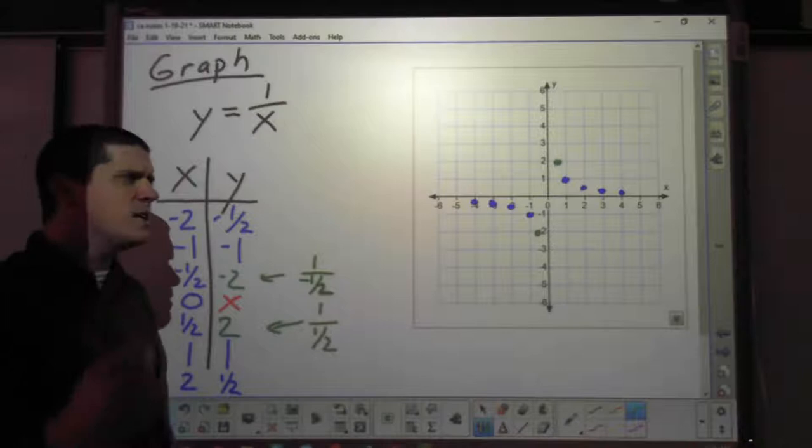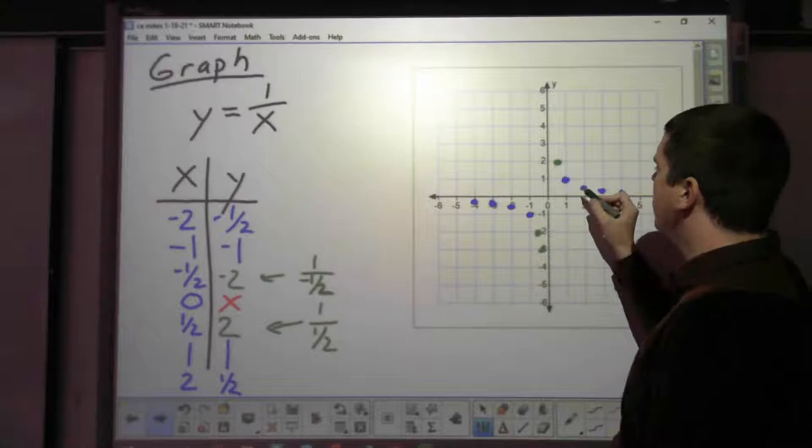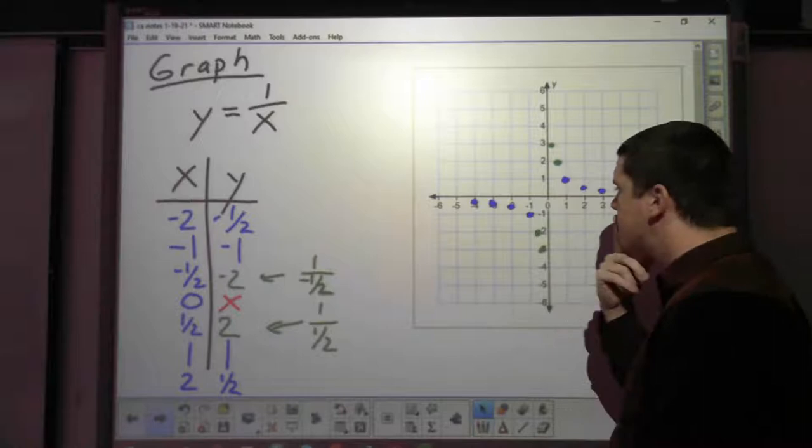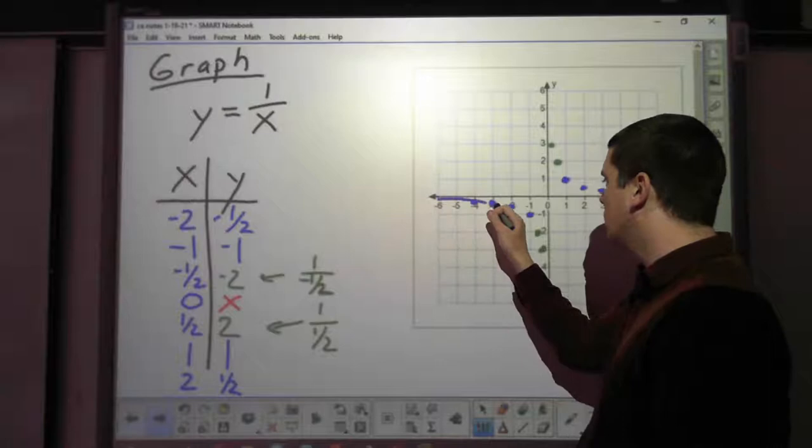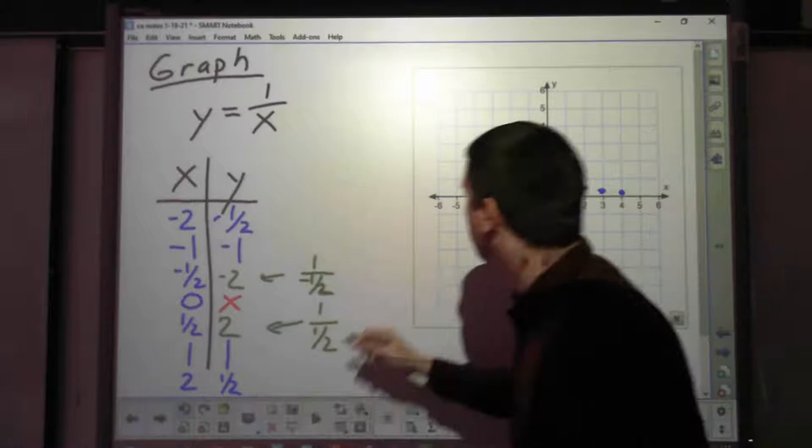And if I keep thinking about that, 1/3 would be up here at 3, negative 1/3 would be at negative 3, and so on. So, if I go ahead and play connect the dots here and just follow this along, I'm going to draw that a little bit better.